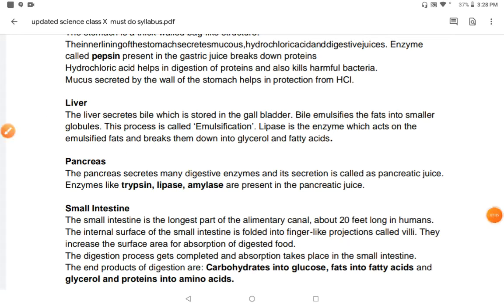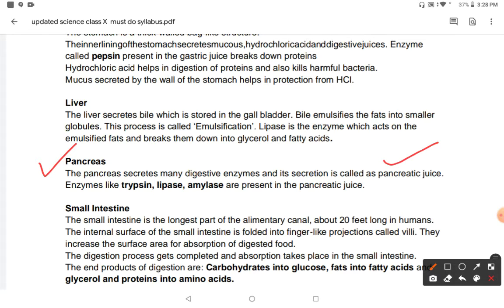Now the next organ is the pancreas. The pancreas secretes many digestive juices or enzymes, and its secretion is called pancreatic juice, and the enzymes are trypsin, lipase and amylase. These are present in the pancreatic juice.